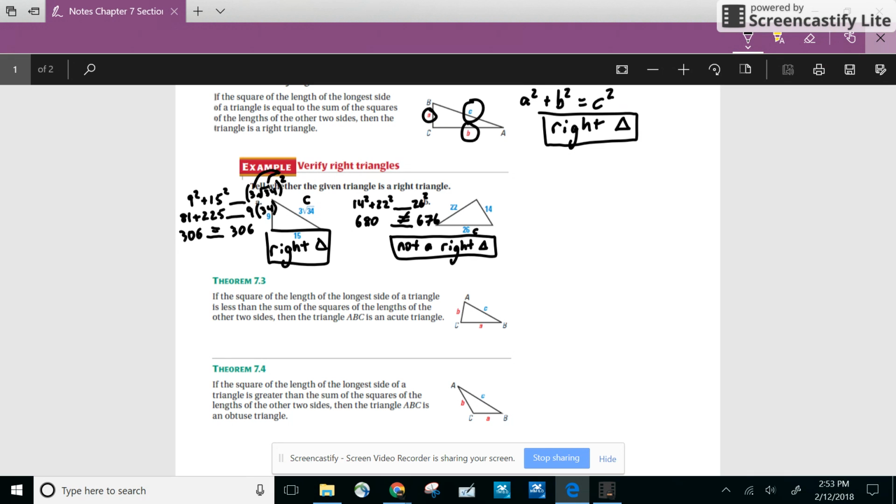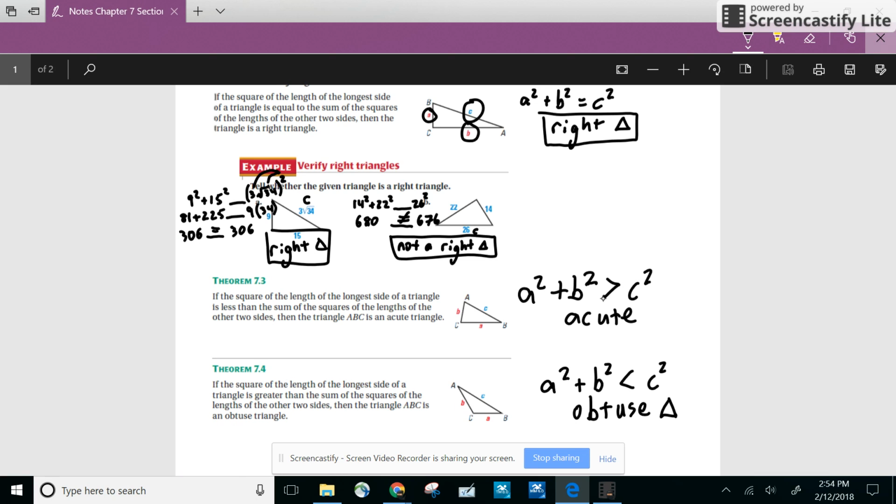I'm not going to worry about the text. Here's what I'm going to write. If a squared plus b squared is greater than c squared, then we're going to have an acute triangle. And if a squared plus b squared is less than c squared, then we have an obtuse triangle. Which kind of seems backward. If you see greater than, you might think obtuse, but you can see that greater than goes with acute and less than goes with obtuse. It's a little different maybe than what you would think.